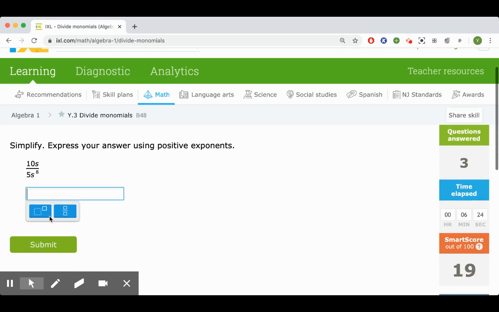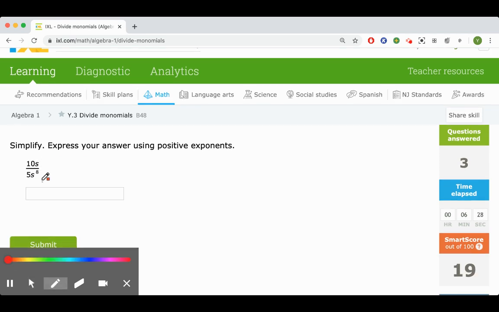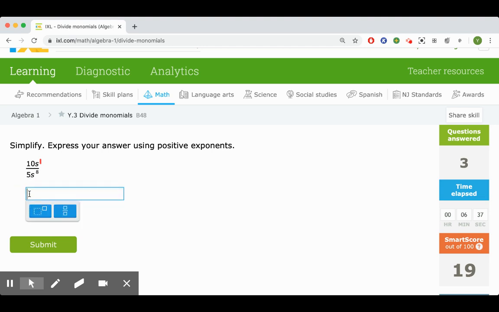Okay, this one. And sometimes it helps to put an exponent, so I'm going to put a 1 right there. 10 divided by 5 is 2. The exponents are 1 and 8. 1 minus 8 is negative 7.